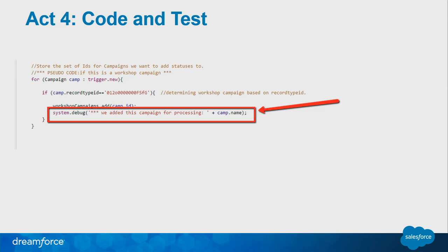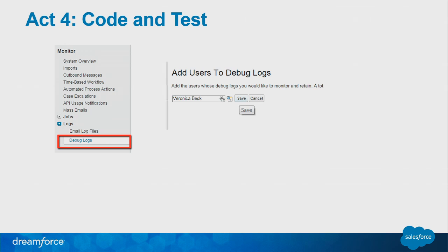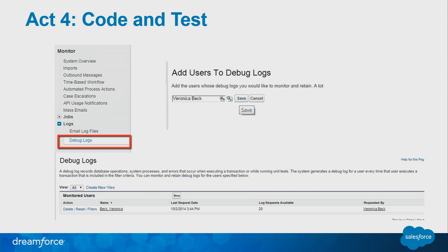Okay, so where are the debug logs? If you go to the setup area and type debug in the search, you'll find them. They're in the monitor section. You need to set up the debug log for yourself by clicking new in the debug log area and adding your name. Once you do that, your debug log will be ready to go. Then, after you create a campaign, you can look at the debug log and find your debug statement. Let's go ahead and create a campaign and then take a quick look at the debug log that's been generated.